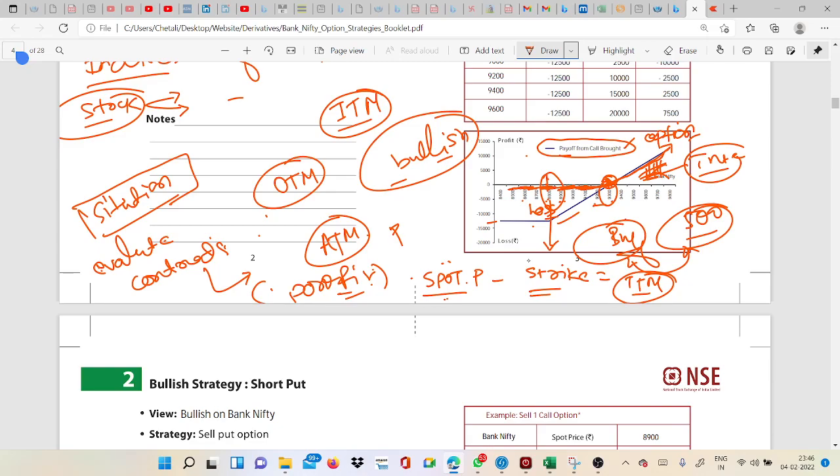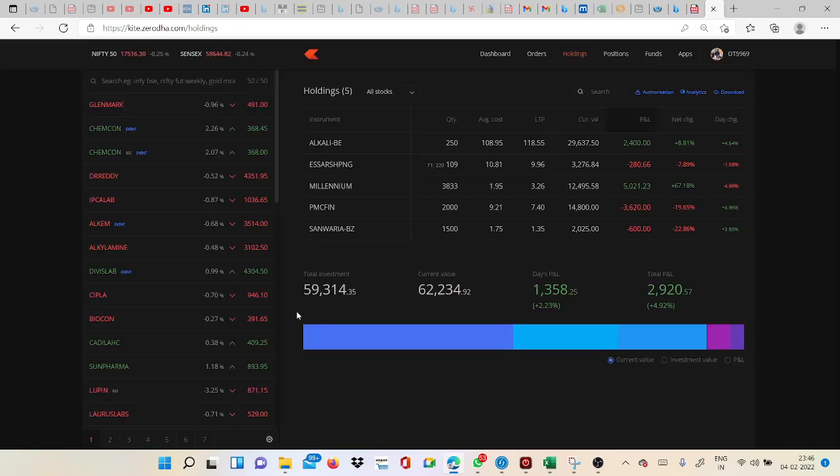Okay, so I'll try to simplify this. Let's say the market price of the Nifty is around 38,789.3 point something. Okay, this is the market price. So it means this is a spot price, right? If you purchase this particular Nifty, you will have to pay this price. So this is a spot price.